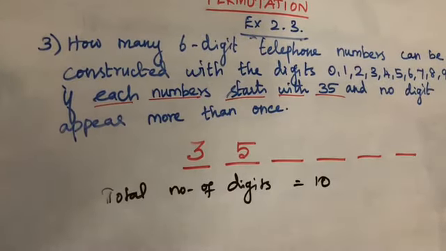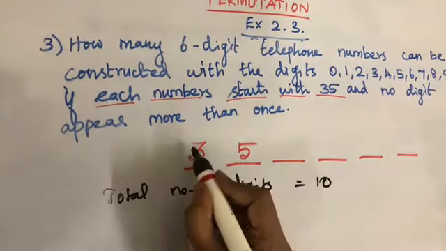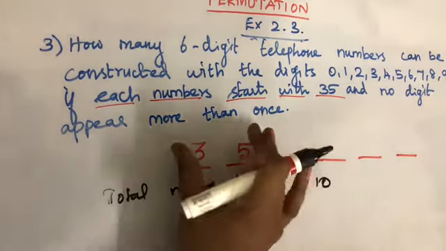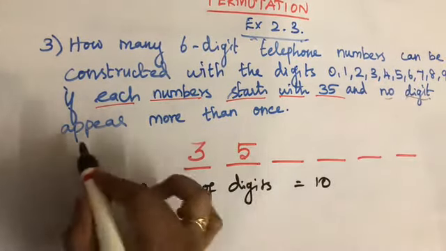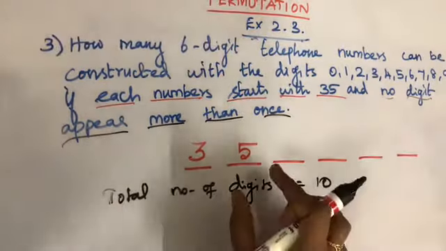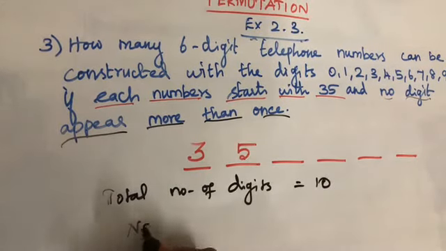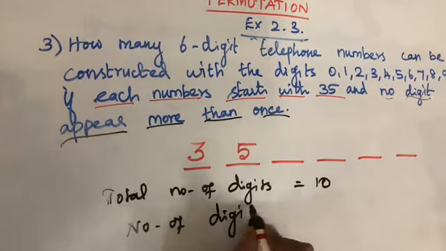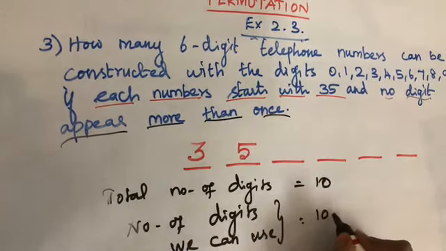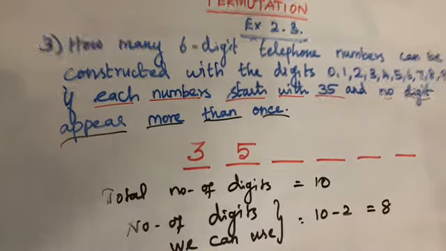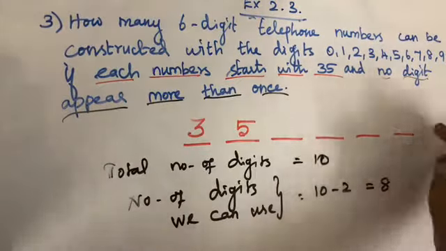Okay. So what are the possible ways to fill this? Already we have 10 digits, but the 2 digits 3 and 5 are used, and it's given that no digit appears more than once. So we couldn't use 3 and 5 in the remaining places. What are the number of digits we can use? It is 10 minus 2, that is equal to the remaining 8. Only the remaining 8 digits we can use, because we couldn't use 3 and 5 in these places.